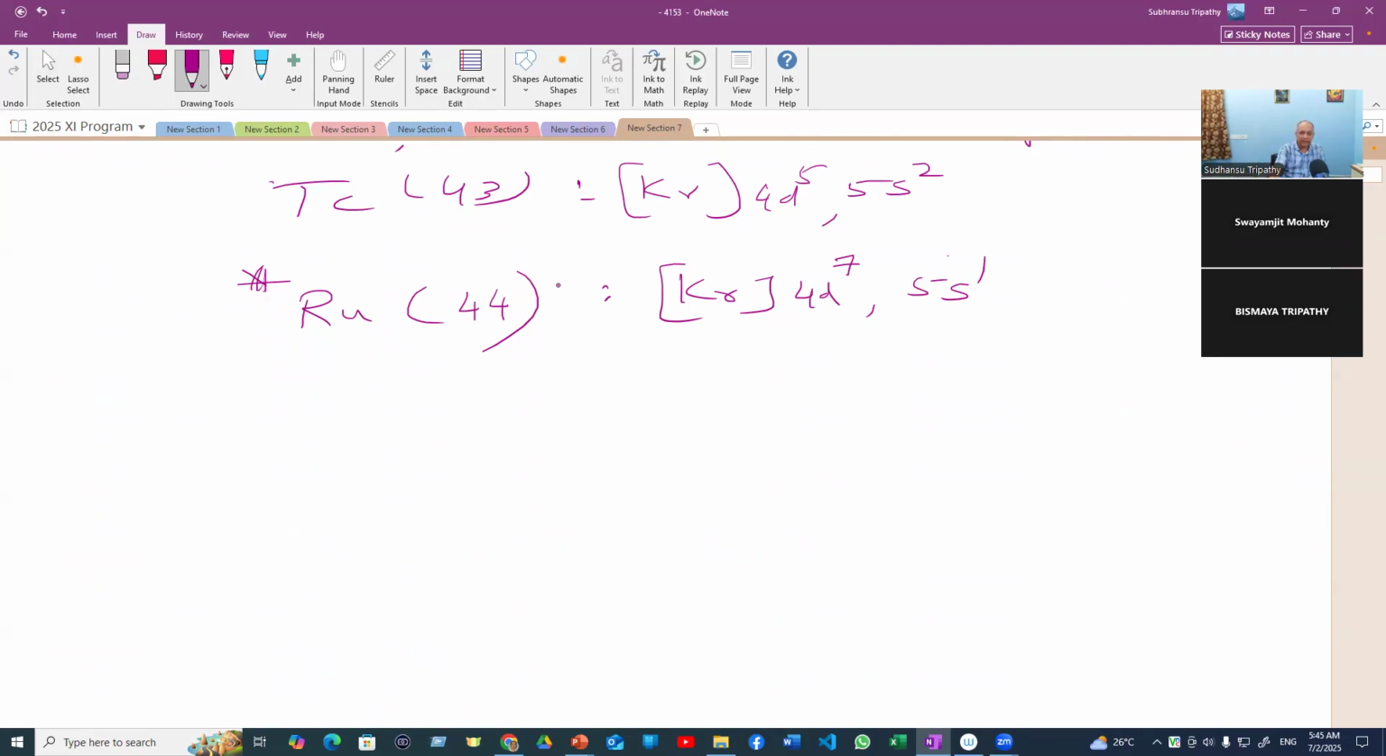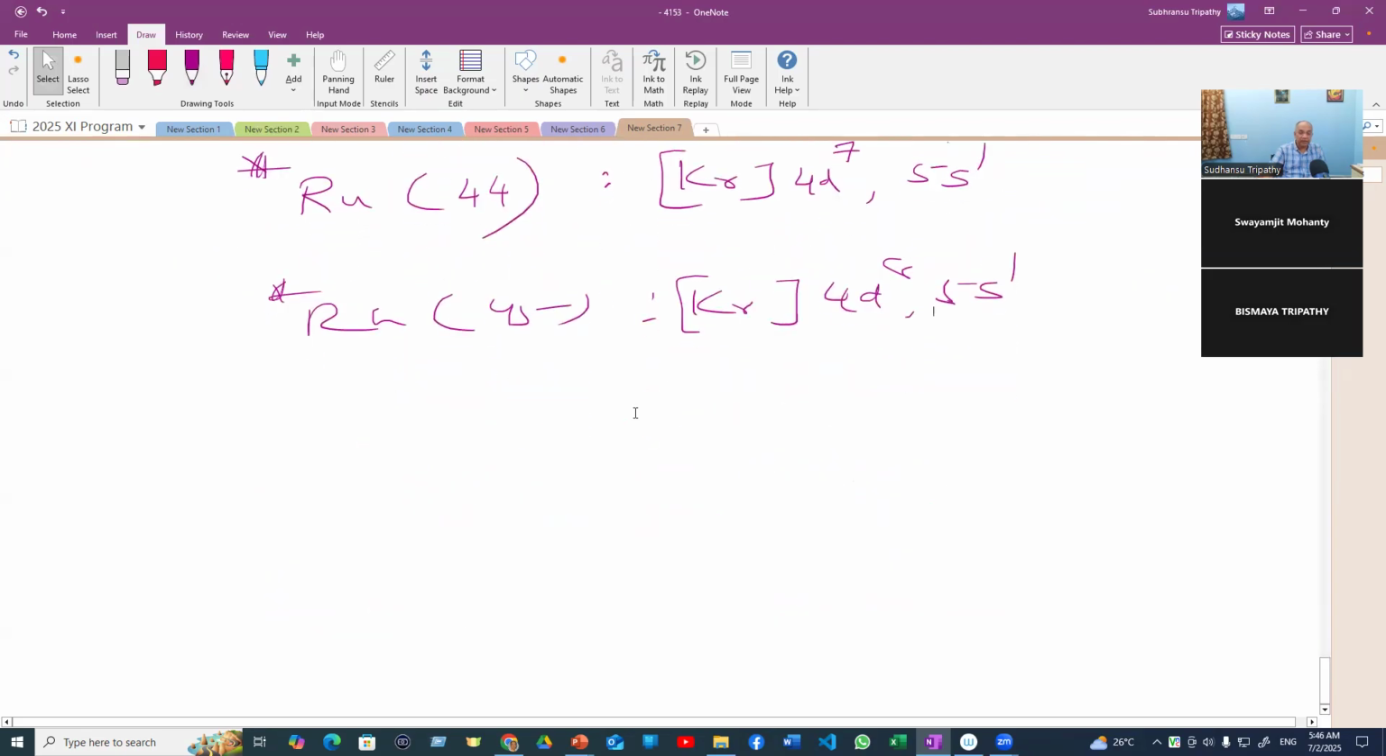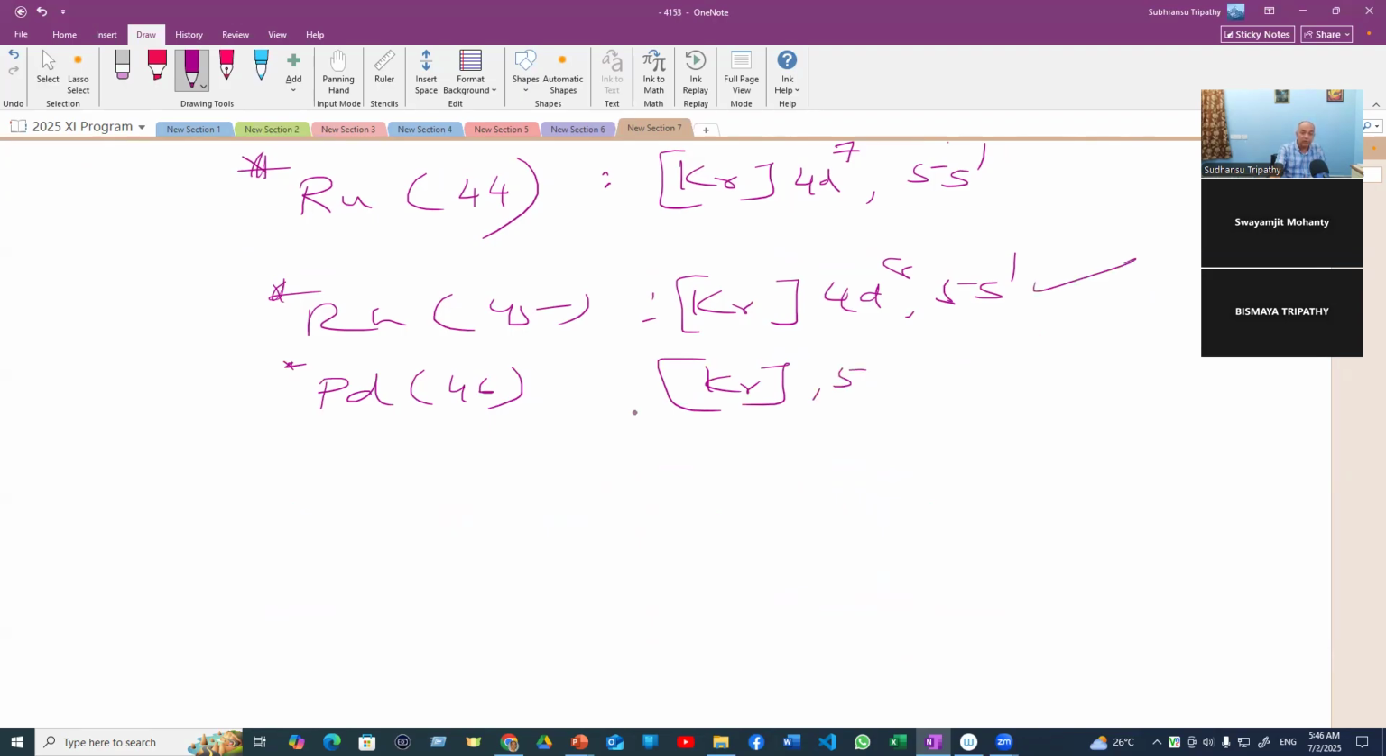Again, rhodium is 45. Again, it is anomalous: krypton 4d8, 5s1. This 5s1 trend is continuing. Only technetium doesn't suffer from any anomaly. And finally, the biggest anomaly will be found in palladium, 46, in its krypton configuration. No electron will be found in 5s. In this trend it would have been 4d9, 5s1. No, it becomes 4d10, 5s0.